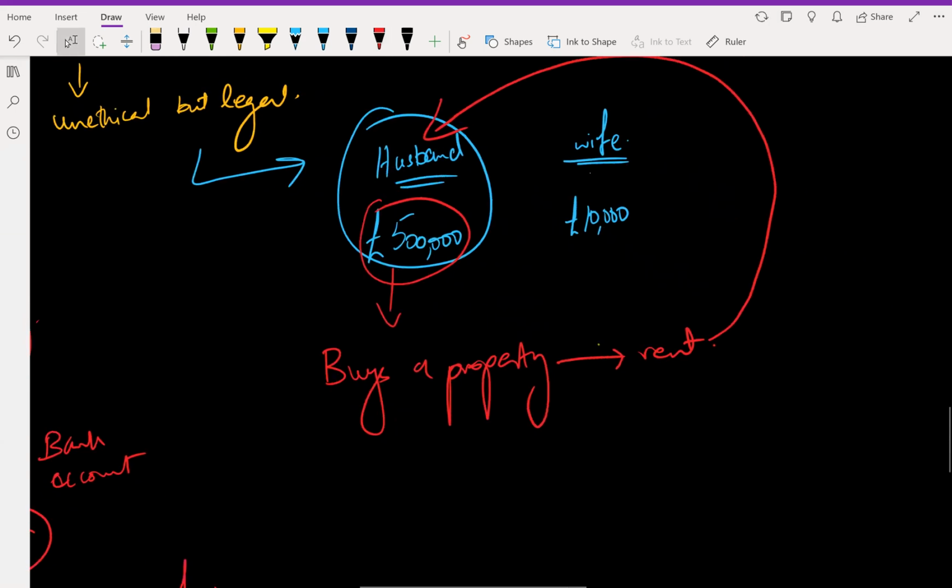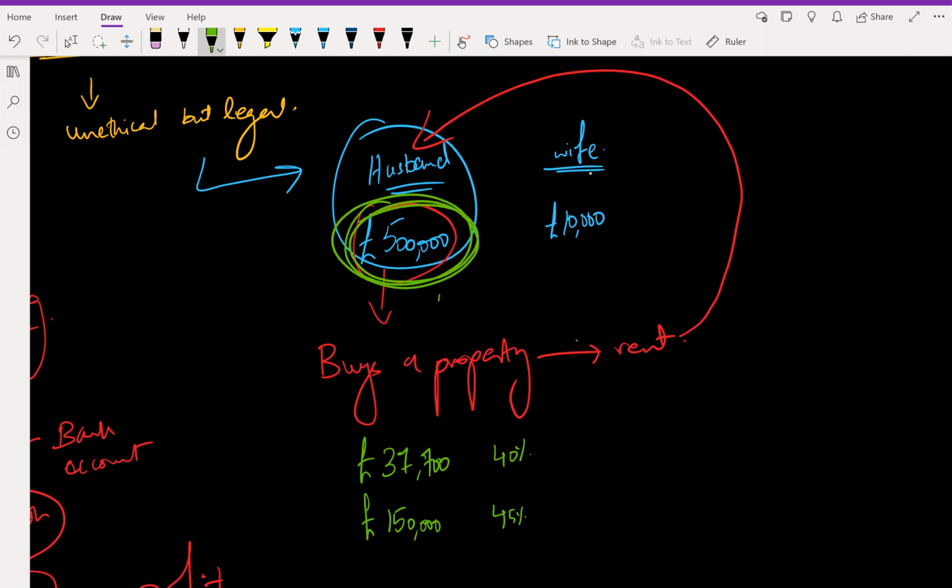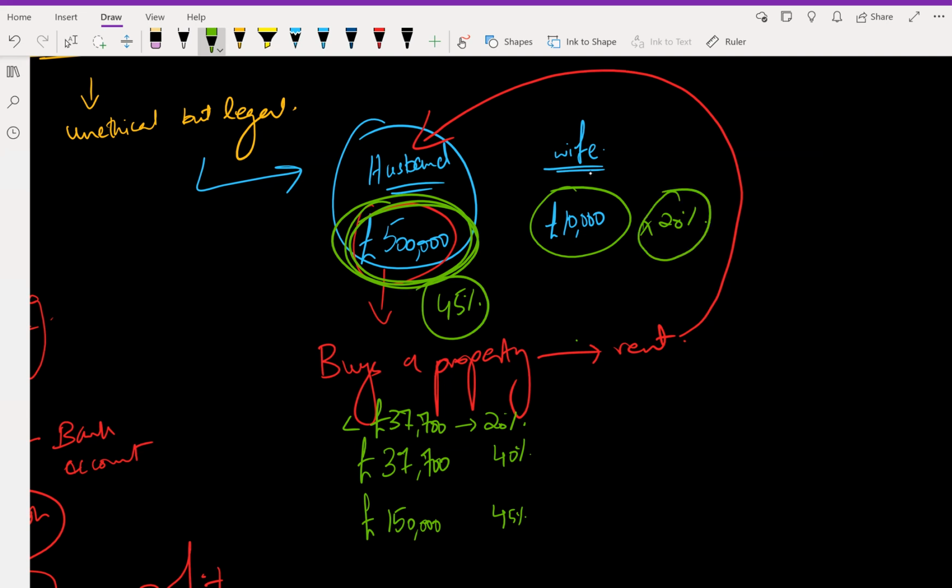Now, one of the points of the UK tax is this: if you earn anything above 37,700 pounds, you have to pay a tax of 40%. And if you earn anything above 150,000 pounds, you have to pay a tax of 45%. I'll just assume for simplicity purposes, because this guy's income is more than 150,000 pounds, he's going to pay a tax at 45%. And since the wife has an income of 10,000 pounds, anything less than 37,700 is taxed at 20% in the UK. So she's going to pay a tax at 20% only. Husband is paying a tax at 45%. Wife is paying a tax at 20%.